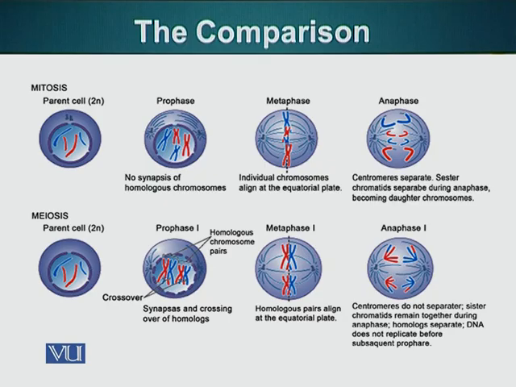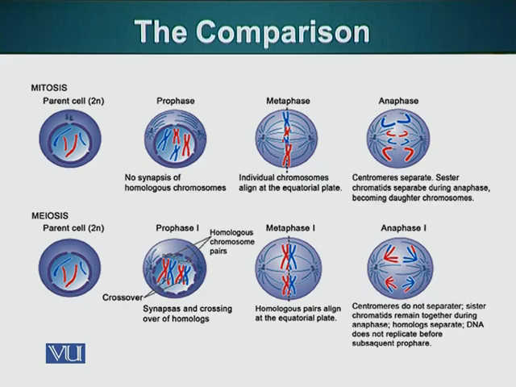In meiosis, the cells divide twice and result in half the amount of DNA in the daughter cells. Here you can see mitosis on top and meiosis in the bottom. The parent cell is 2n.